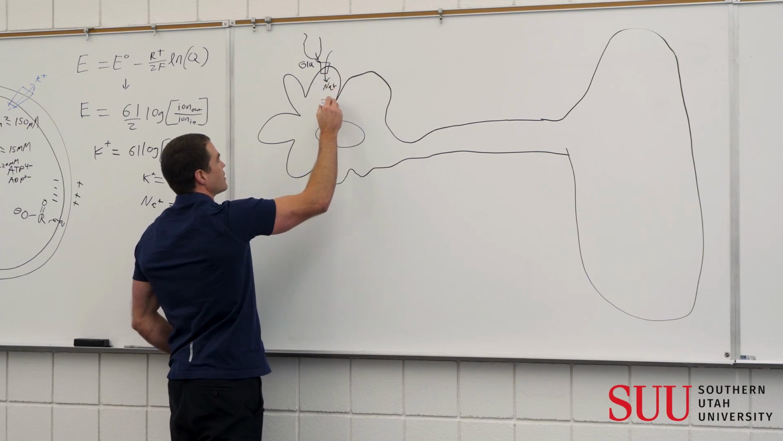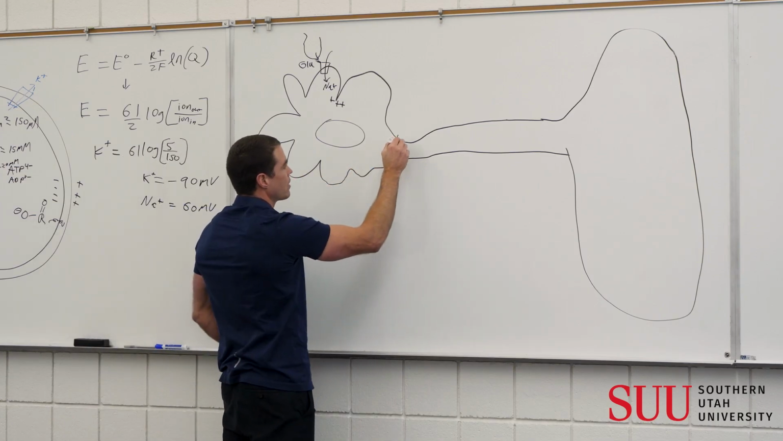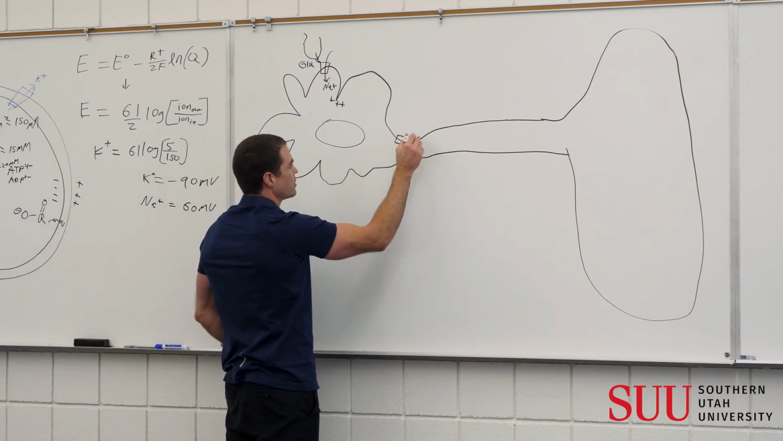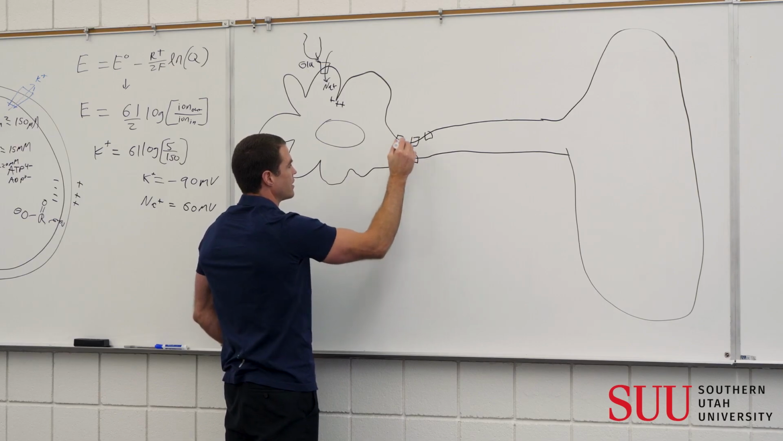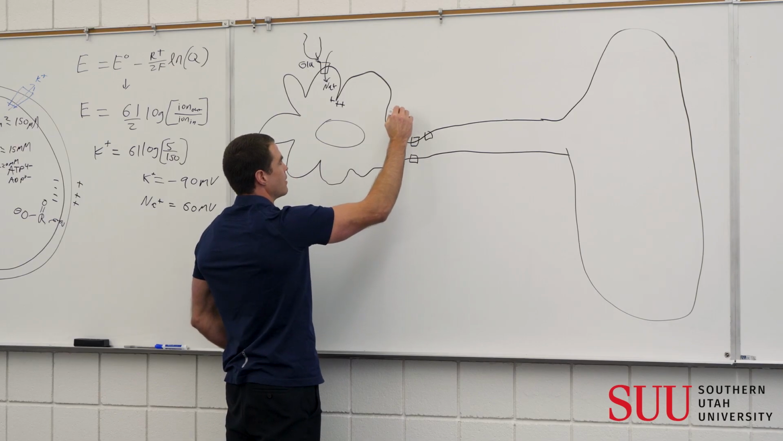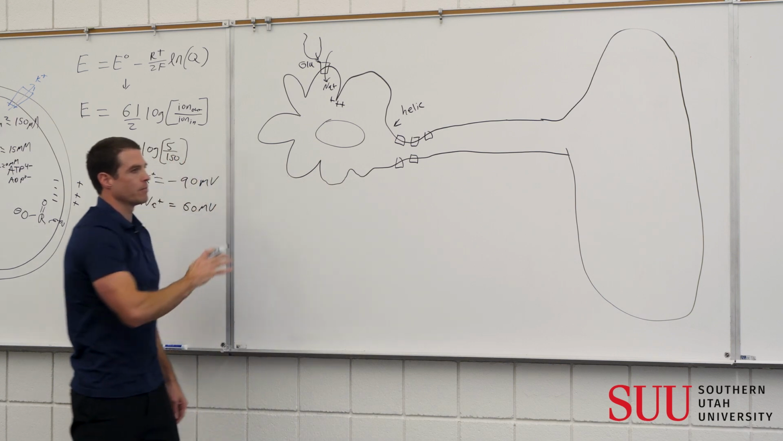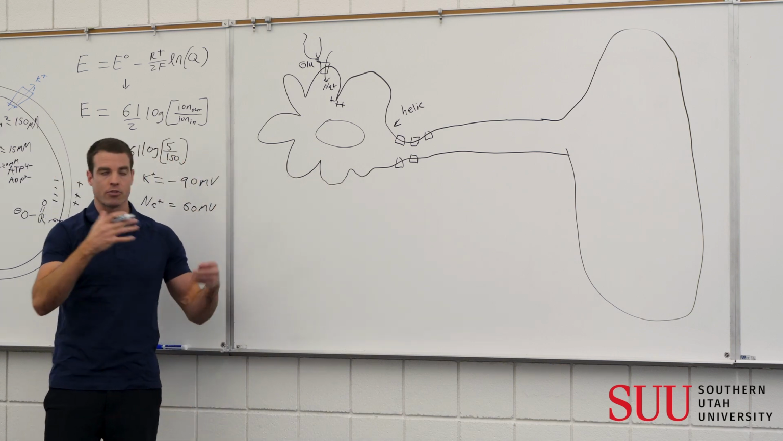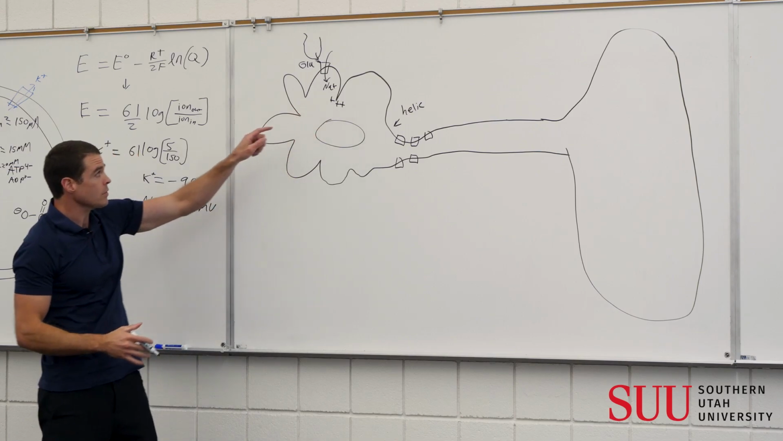Okay, and that's going to cause this wave of depolarization, a positive wave. It's going to come down over here. And this is where we have a whole bunch of sodium channels. Okay, this is called the axon hillock. Okay, this is basically the axon hillock that's integrating all of the things that are happening over here with these dendrites in the soma body.